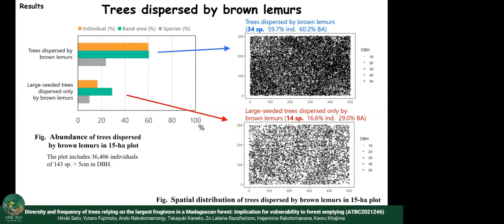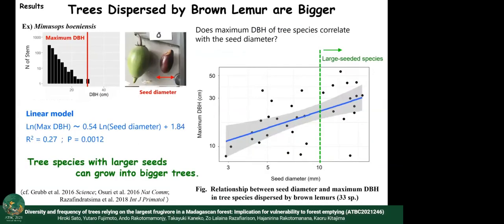Large seeded trees were only 14 species, but they account for 29% of total basal area. In our data set, we detected the maximum DBH and seed diameter of tree species dispersed by brown lemurs. Interestingly, those two variables were positively correlated. This result indicates that tree species with larger seeds can grow into bigger trees.